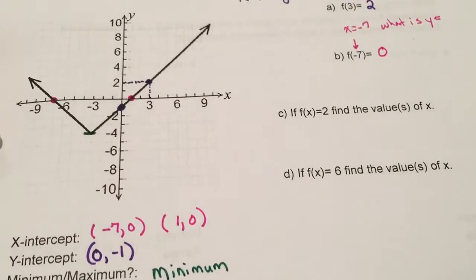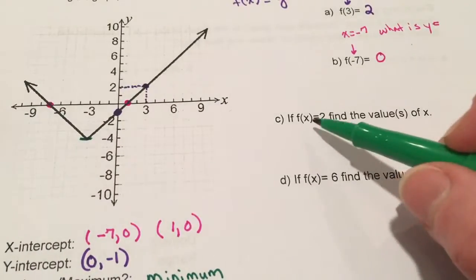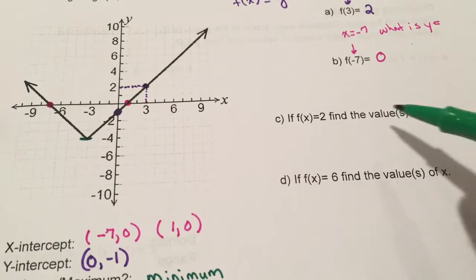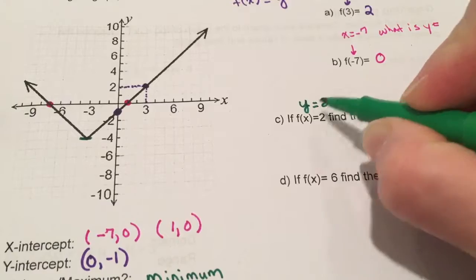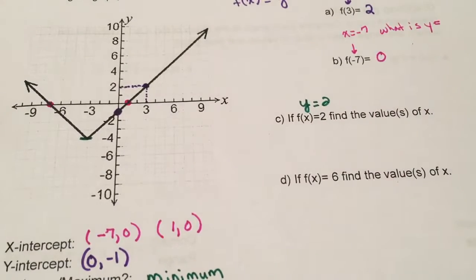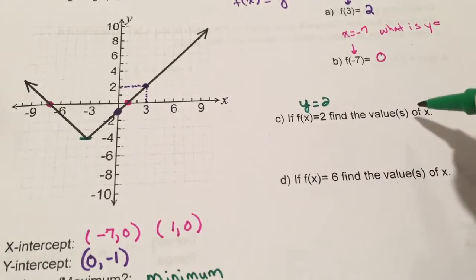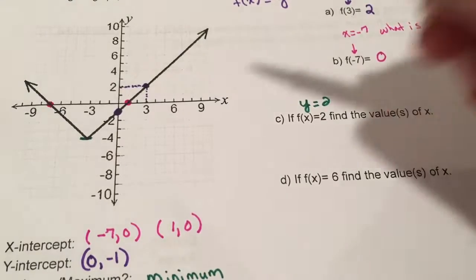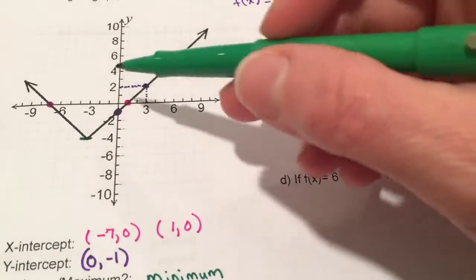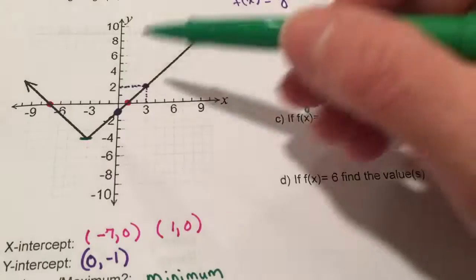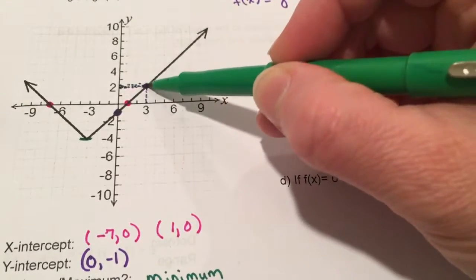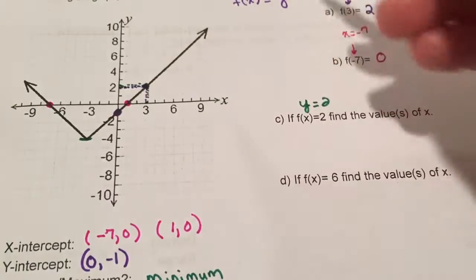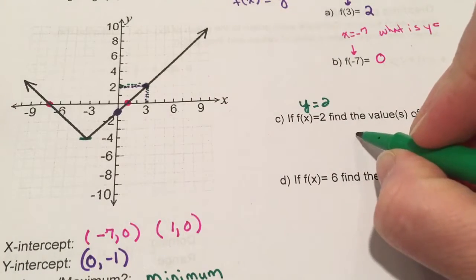All right, now let's go back to letter C over here. Let's try to find if f of x is equal to 2. In other words, when y is equal to 2, because remember f of x is a fancy way of saying y. When y is equal to 2, what is the value of x? So now we're going to do this same problem, but in the reverse. So now I'm going to go on my y-axis to 2, and I'm going to follow it over, and I'm going to say, what is x value? And that answer is 3.